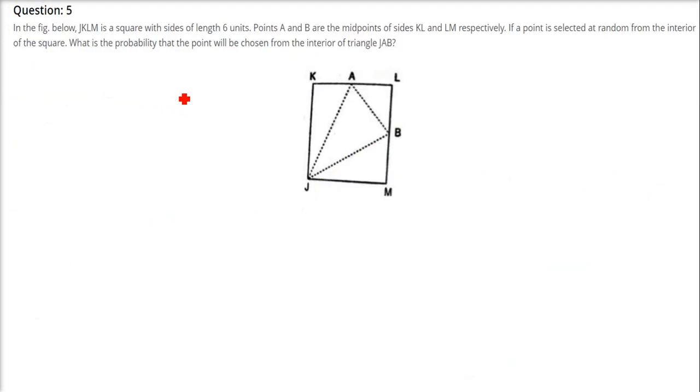In this figure, JKLM is a square with side 6 units. Points A and B are the midpoints of sides KL and LM. So this is 3, this is 3, this is 3 and this is 3. If a point is selected at random from the interior of the square, what is the probability that the point will be chosen from the interior of triangle JAB? So essentially we have to take this complete region, which is 6 into 6, because this is a square. 6 into 6 will be 36, the side squared, and we have to find out this region.